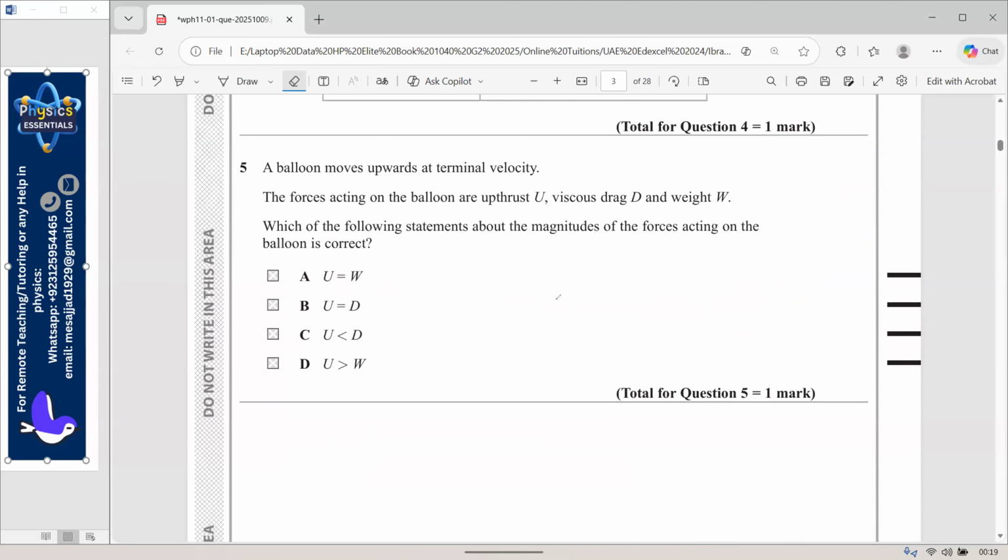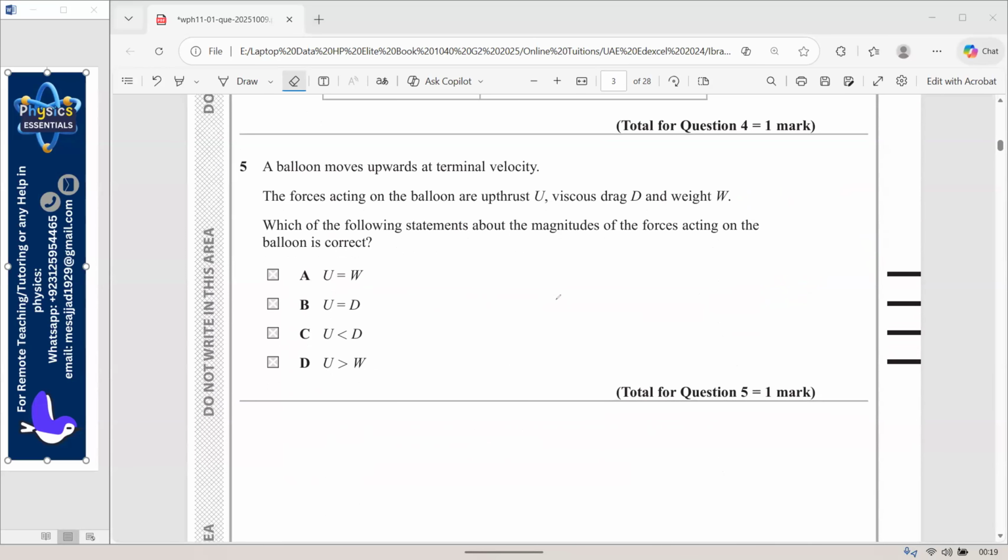A balloon moves upward at terminal velocity. The forces acting on the balloon are upthrust, viscous drag, and W. Which of the following statements about the magnitudes of the forces acting on the balloon is correct? It's quite straightforward. As the balloon is moving upward, it means the upthrust is greater than weight, because if this is the balloon, so upthrust is acting upward and the weight is acting downward.